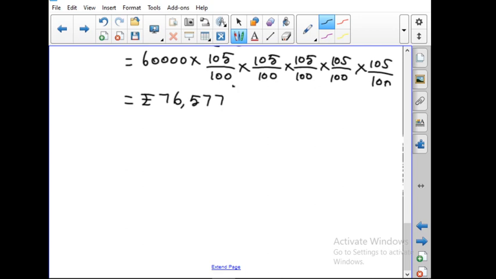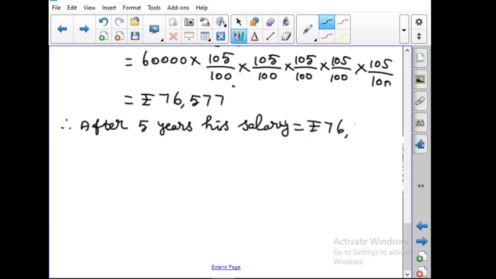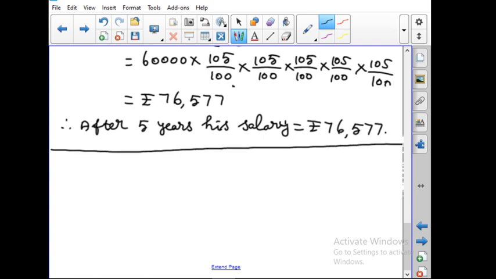Then only the answer will come like this, 76,577. Therefore, at last you have to write the answer. After 5 years, his salary equal to rupees 76,577. Okay, that's all. The problem was over.